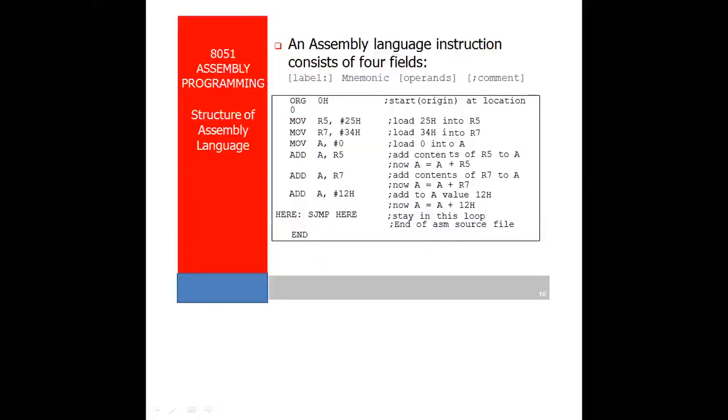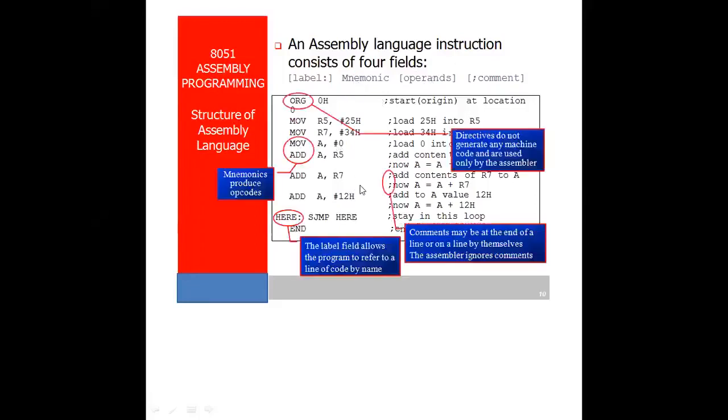Okay. Let us consider the structure of the assembly language program. You see that an assembly language instruction consists of 4 different fields. One is label, second one is mnemonics, which is tagged with the operands, and the comment lines. So here we have considered one simple program. If you are writing the program using pen and paper, then you should write starting from this instruction move R5, comma #25H, and up to here, then SJMP here.